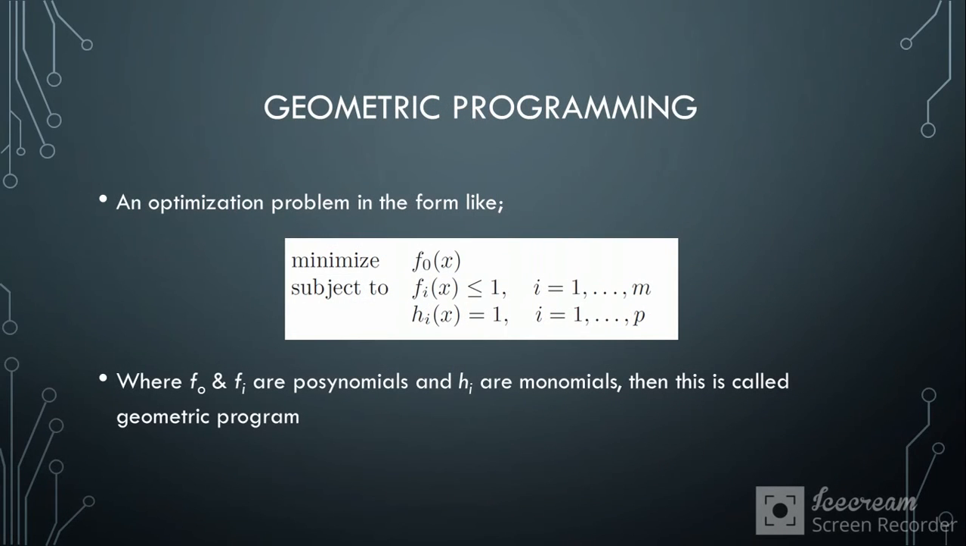Okay, now what is geometric programming or a geometric program? A geometric program is basically an optimization problem of the form in which we have an objective function f0 of x which we have to minimize, along with some constraints: inequality constraints, fi of x is less than or equal to 1, and some equality constraints, hi of x is equal to 1, where our objective function f0 of x and inequality constraints fi of x are polynomial functions, and the equality constraints hi of x are monomial functions. And an optimization problem of this form is a geometric program.